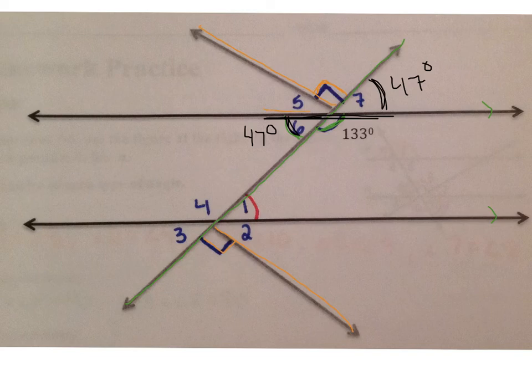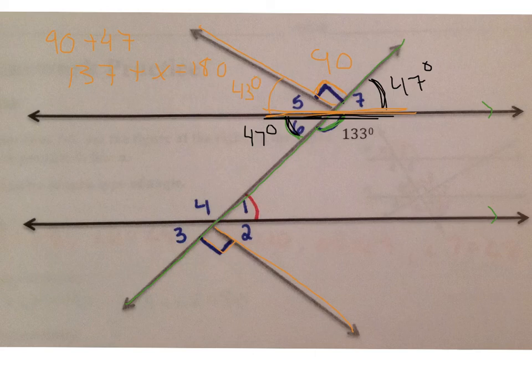So now we just have to find 5. And what I would do is look at the straight lines. You have a 90-degree angle and you have 47. How much left gives you 180? So 90 plus 47 is 137. How much more do you have to add to that to get 180? So 47, 57, 67, 77, 43. So 43 degrees has to be angle 5.